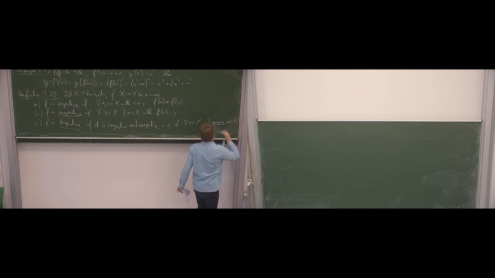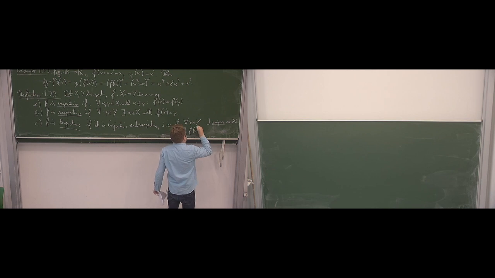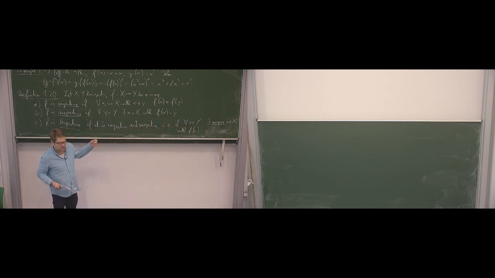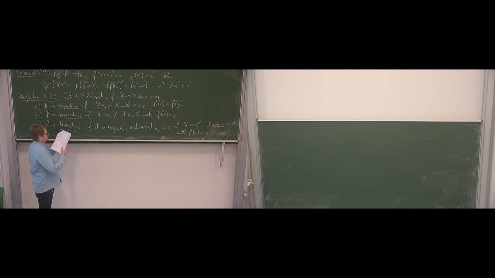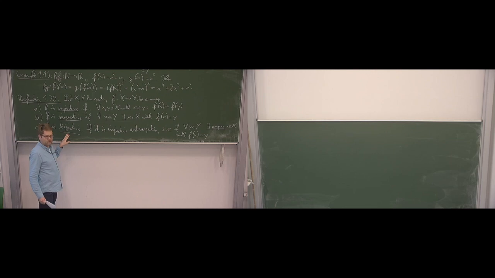x in X with f of x is equal to y. And this means we can uniquely associate points from X with points in Y, and this is also called a one-to-one map, because it puts the elements of X and the elements of Y into a one-to-one relation. So for every element, there's a unique element in the other set corresponding to it.